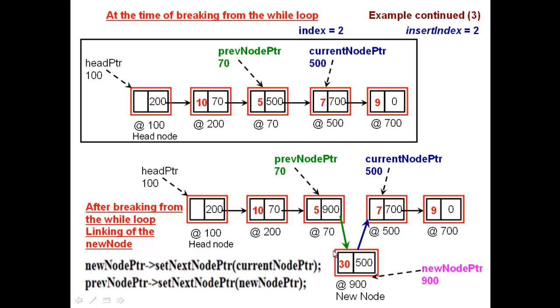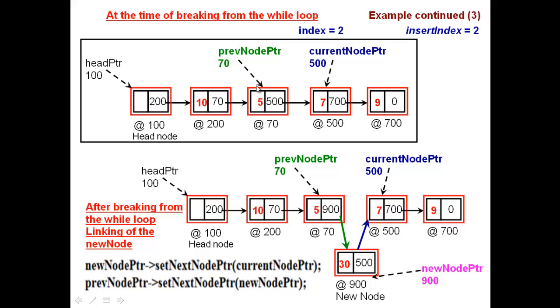We can accomplish that using the previous node pointer: the previous node pointer arrow set next node pointer. The next node pointer for the previous node is currently 500, pointing to this node. So we want to break this link. We don't want to go from this previous node from 5 to 7 anymore. We now want to go from 5 to 30.